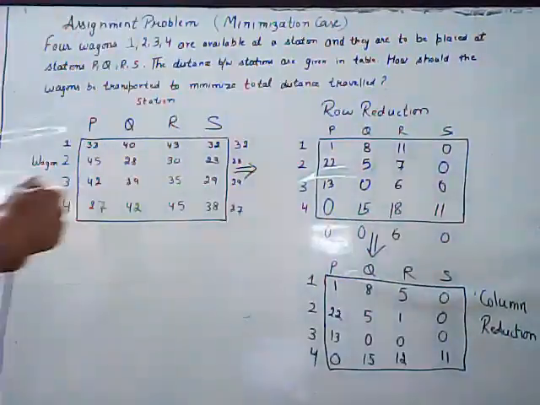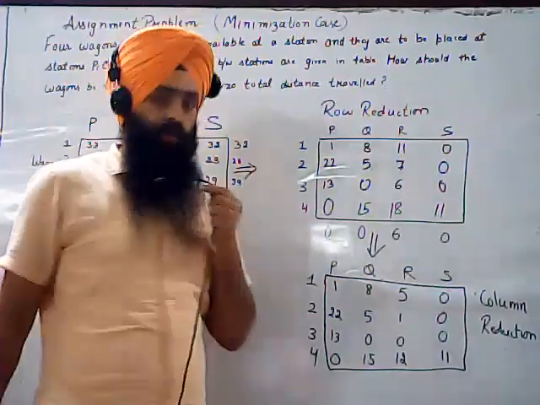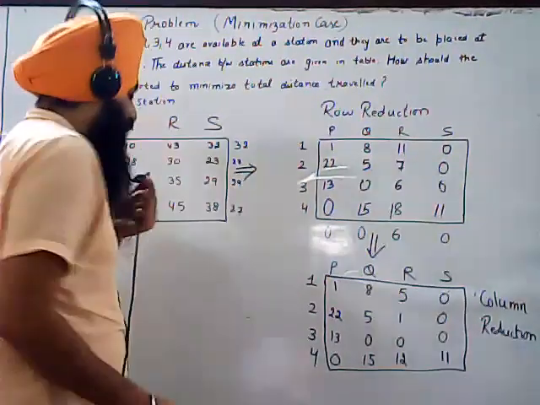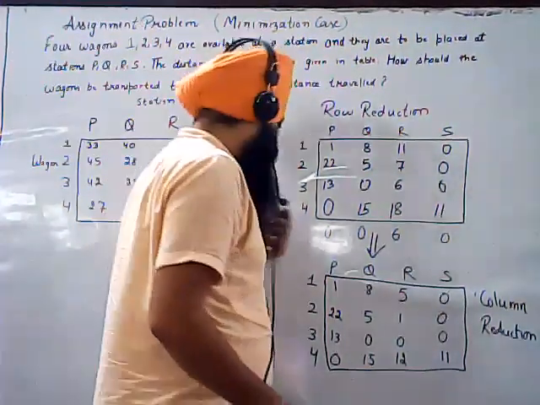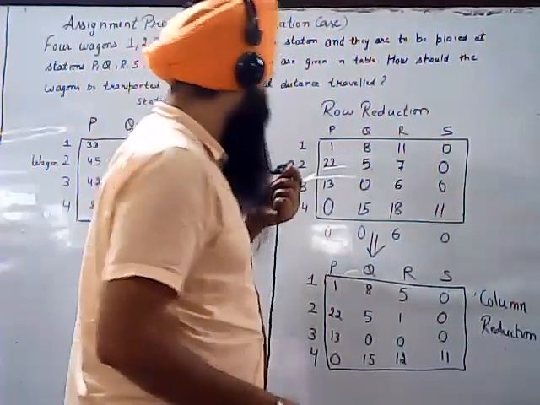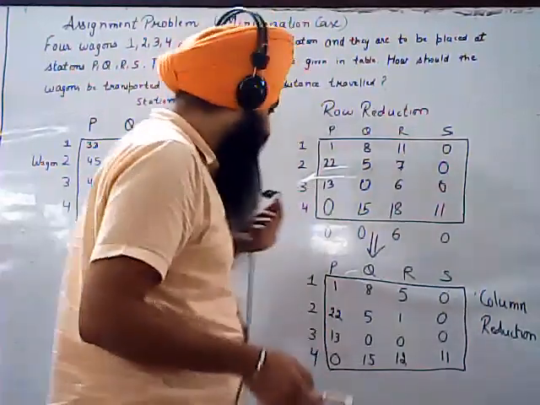So these are the values after column reduction. The next step is we have to draw the minimum number of lines. Then the next step is we have to make the assignments. While making assignments, we will first select the row having the minimum number of zeros.